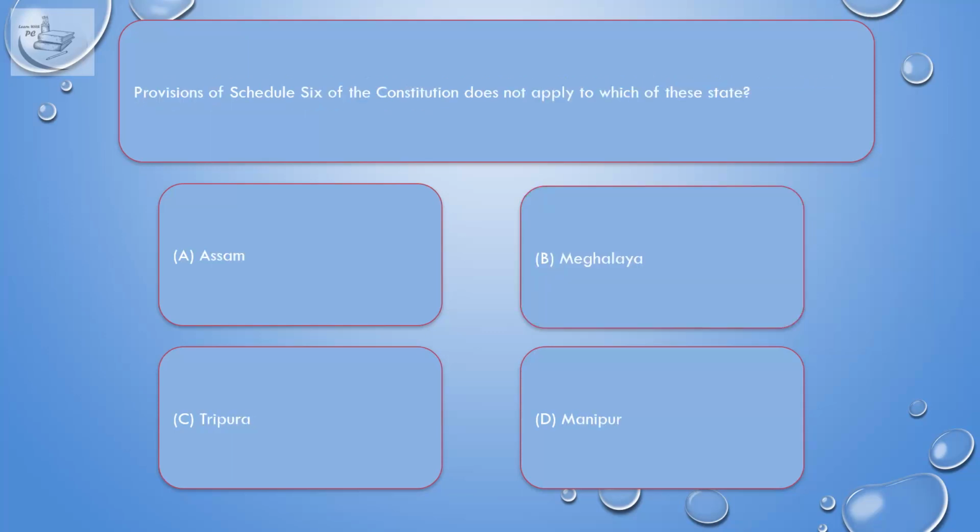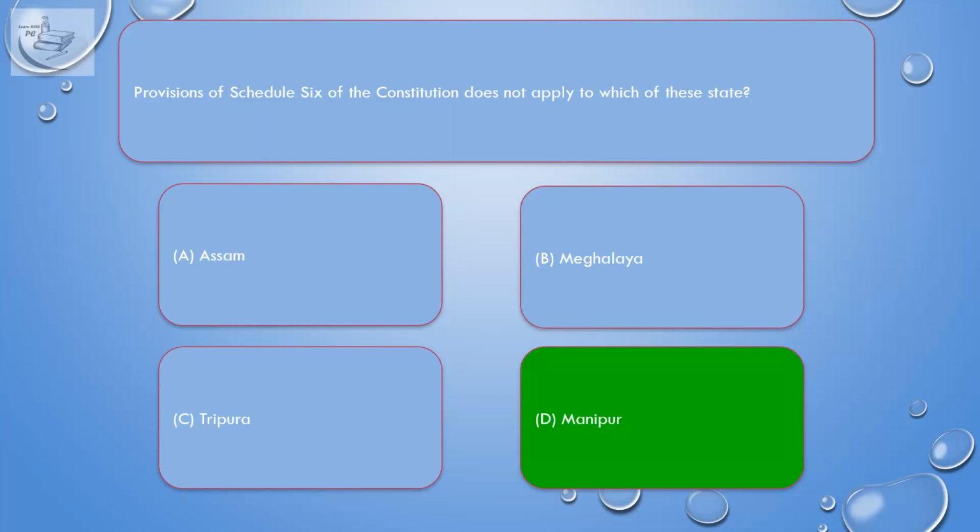Correct answer is B. 5th. Question: provisions of Schedule 6 of the Constitution do not apply to which of these states? A. Assam. B. Meghalaya. C. Tripura. D. Manipur.